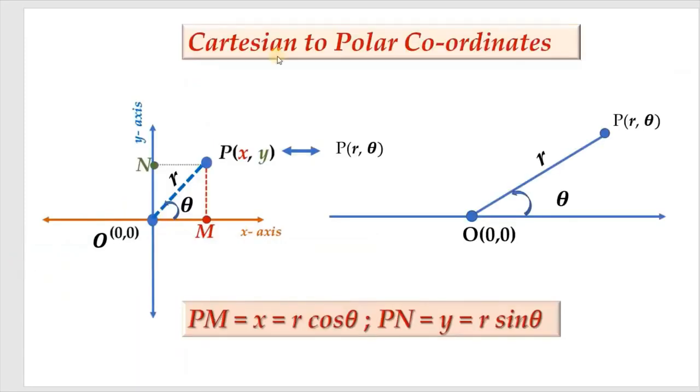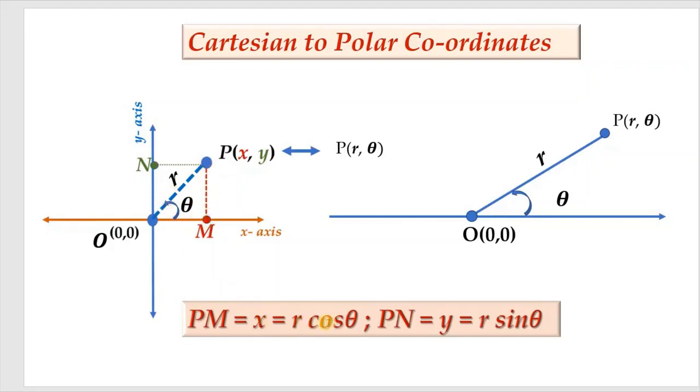Next we have the relation between the Cartesian and the polar coordinates. In Cartesian, as in the very first slide, any point P of x, y is plotted like this. This is your x distance and this is your y distance. Here, if it makes an angle theta and this distance is r, then from the right angle triangle OMP, cos theta is given by OM by r, and sin theta is given by PM by r.